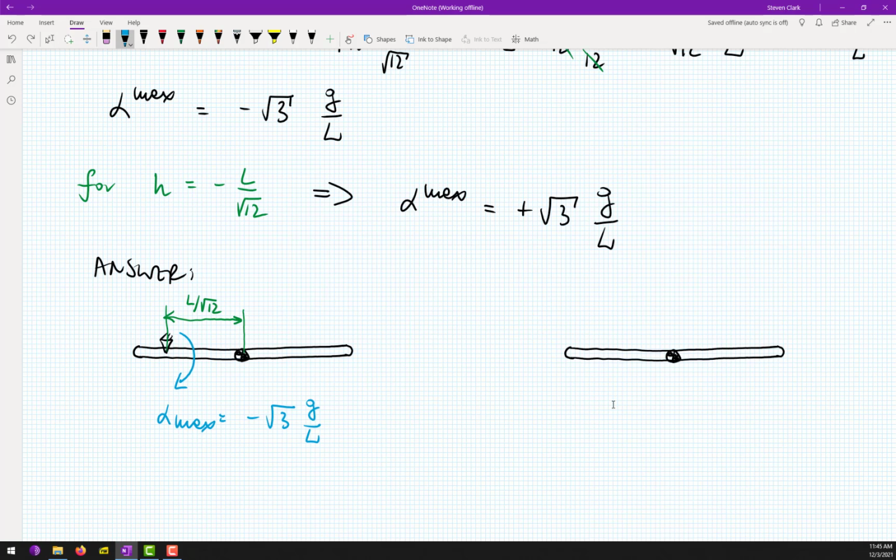Or we can also place our pin here, where this distance is again L divided by square root of 12. But this time our alpha max will have the same magnitude but opposite direction. Alpha max is equal to square root of 3 g L.